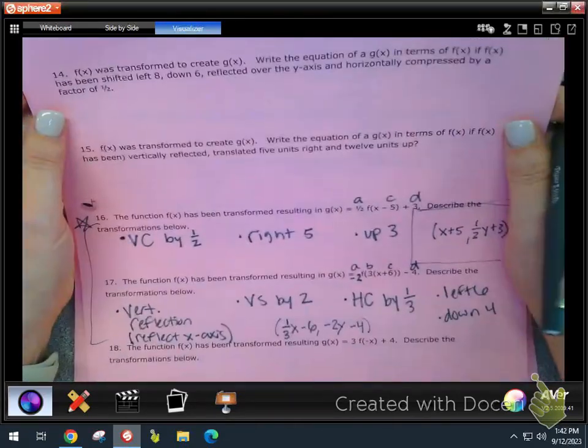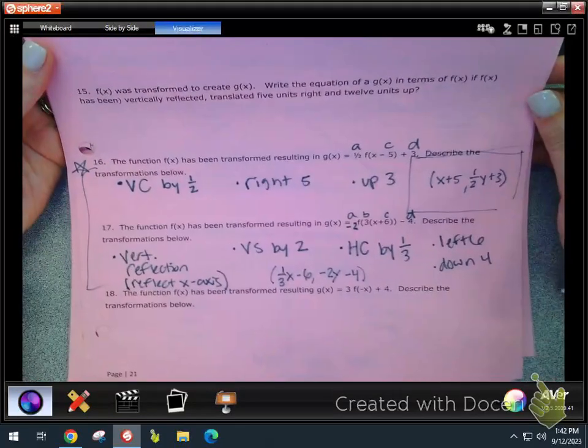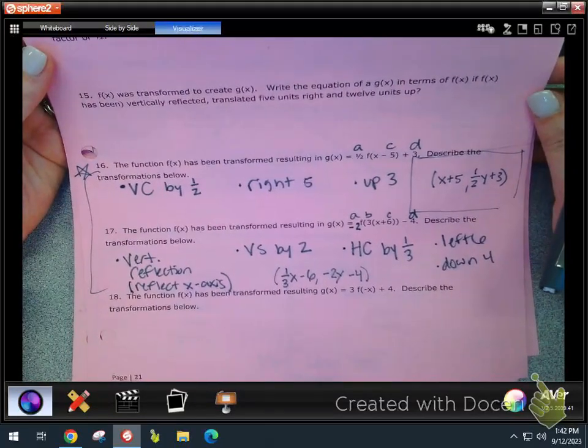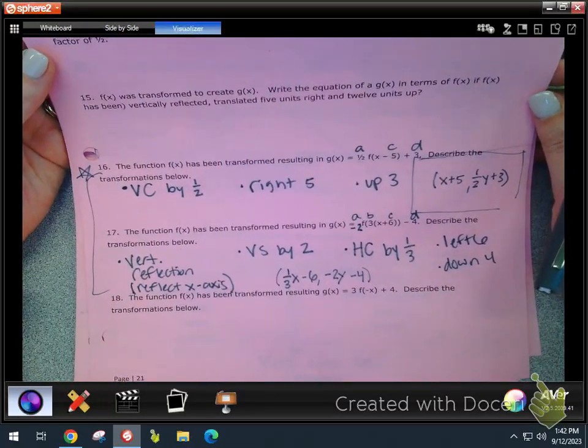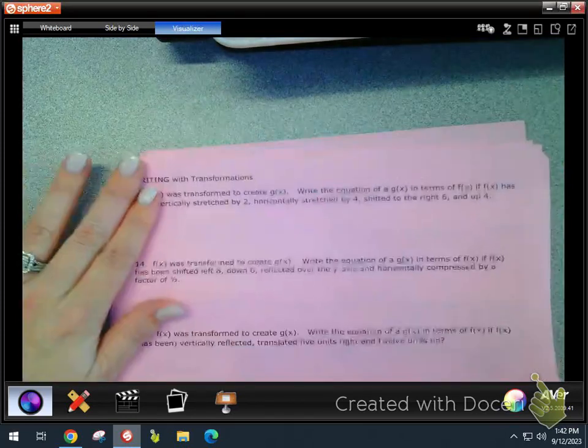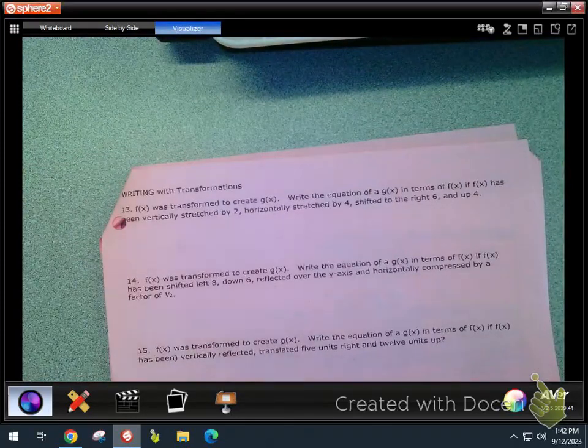Let's do 13 and 14 and then we're going to pink sheet. Okay? 13 and 14. Are we okay with these? With describing. You're going to be asked to describe a couple times. Okay? All right, 13 and 14. These are writing. Now that you have practiced what everything tells you, now I'm going to say, hey, here's a whole slew of transformations. Put them in the right spot.